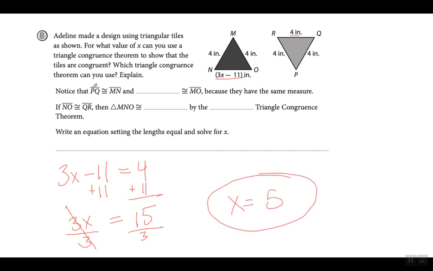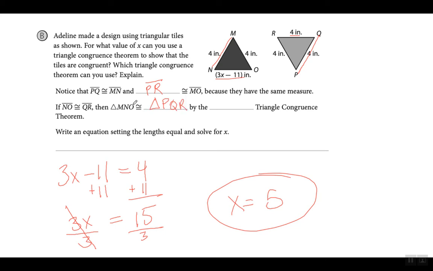Now let me fill in the blanks here. Notice that segment PQ is congruent to segment MN. PQ, where's PQ? Right here. PQ is congruent to segment MN. And what segment is congruent to MO? That would be PR. Because they have the same measure. If segment NO is congruent to segment QR, then triangle MNO, follow that same pattern. By the way, it's in alphabetical order also. Has to be congruent to MNO, PQR, if I'm not mistaken. PQ. Yeah, PQR.